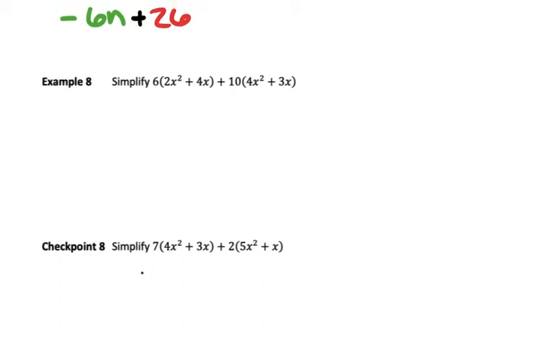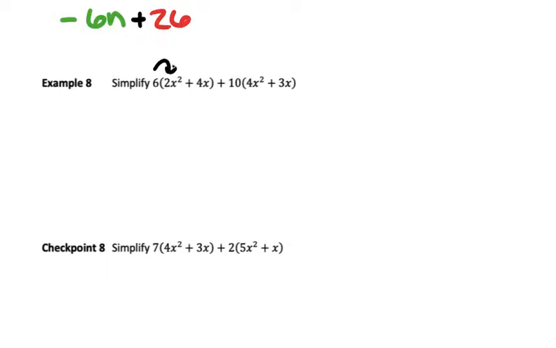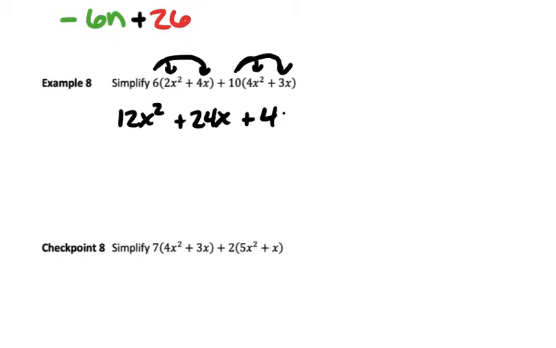This is example 8 from the textbook section. Again, we're using the distributive property. This one is just a little bit more complicated because we have exponents. I'm going to distribute into both sets of parentheses. That's going to give me 12x squared plus 24x for the first pair, and 40x squared plus 30x for the second pair.